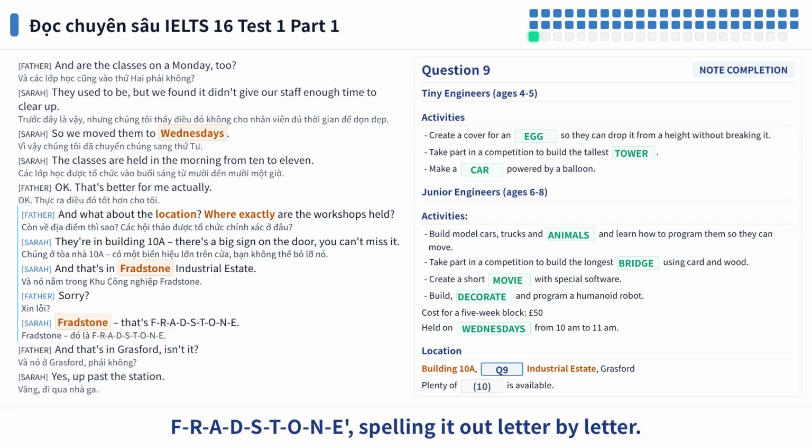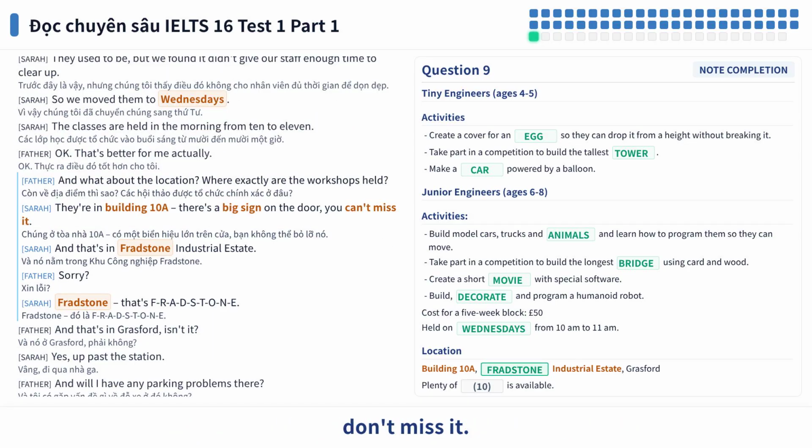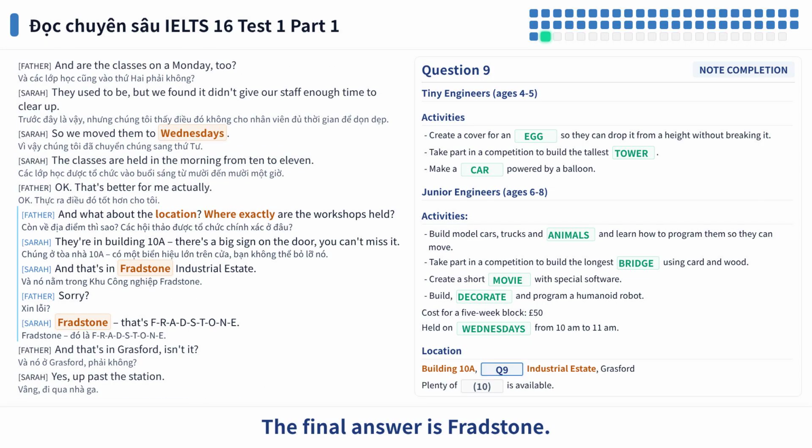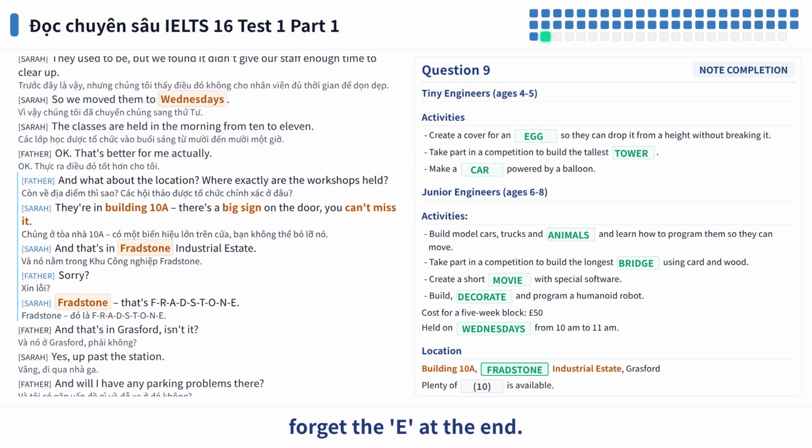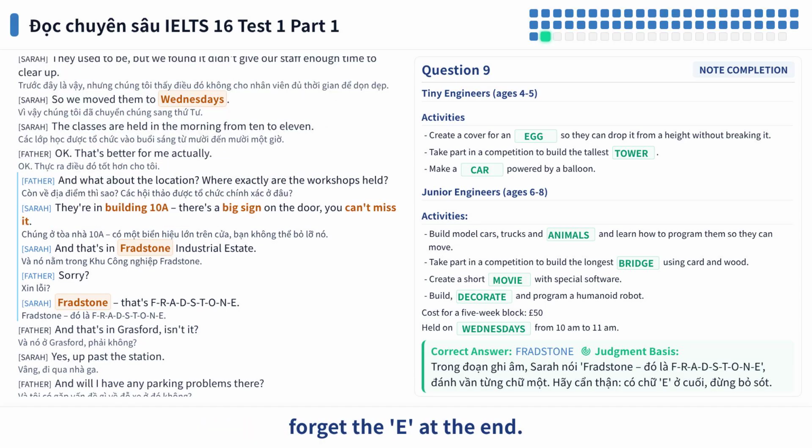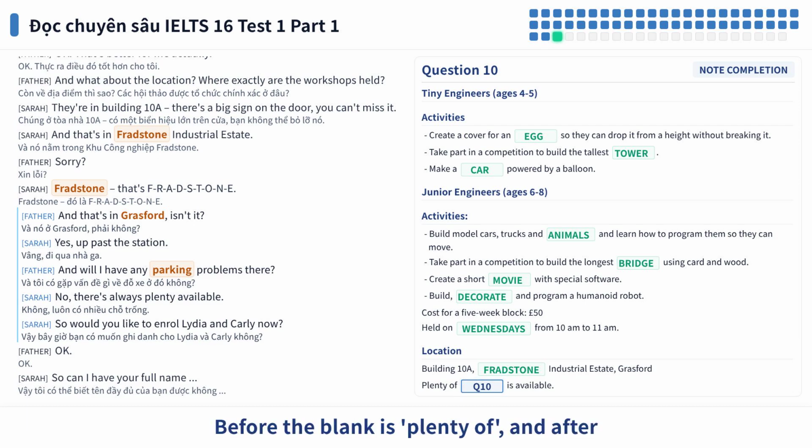The key here is the correction trap. The recording first mentions Monday, but uses "used to be" to deny it, and then uses "moved them" to introduce the correct answer, Wednesdays. Don't be tricked by Monday. So the answer is Wednesdays. Remember the spelling and capital letter.